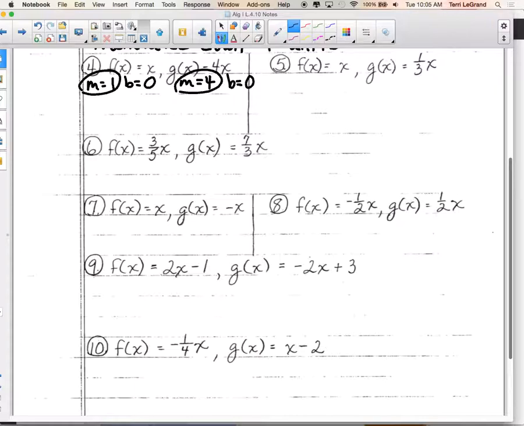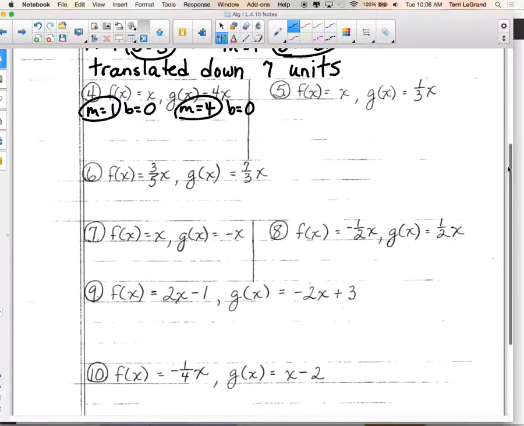What's another thing that could possibly indicate a reflection? Stick with the slope. If one of them is positive, the other would have to be negative. The slopes would have to change to the opposite sign. Okay, so we'll explore that a little bit more in a bit. But the only thing that happened here is we went from a positive 1 slope to a positive 4 slope. So what transformation occurred? Okay, so we're going to say it rotated.